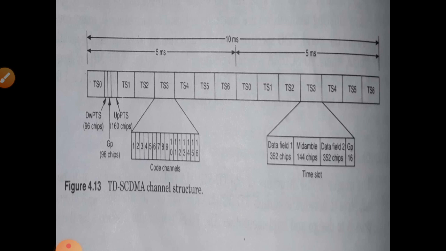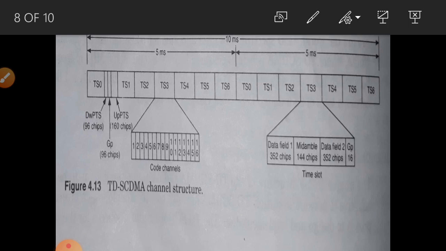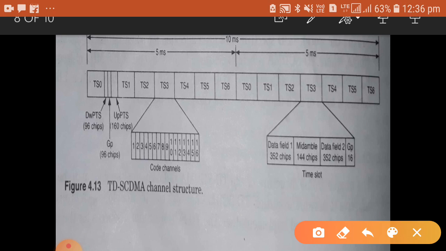Each carrier consists of 10 milliseconds in length. So the radio carrier is made up of two separate subframes. This is one subframe and this is the second subframe, and each subframe is made up of 7 corresponding time slots. So these are the 7 time slots.